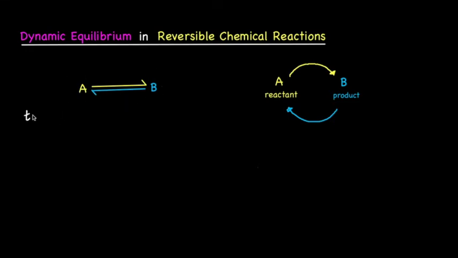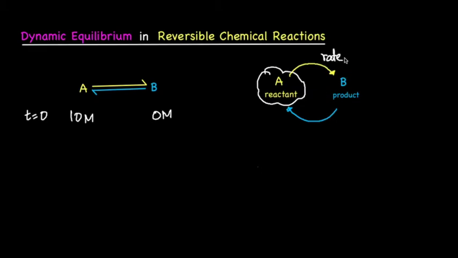Let us say that initially at time t equal to 0, we had 10 molar of A and say no B was formed, so we had 0 molar of B. Now this A is getting converted to B at some specific rate, right? Let us call this rate forward, while B is also getting converted to A, let us say at rate backward. In our example, let us say that A is getting converted to B at say 6 molar per minute, and because we do not have any B formed as of yet, there is no rate backward.